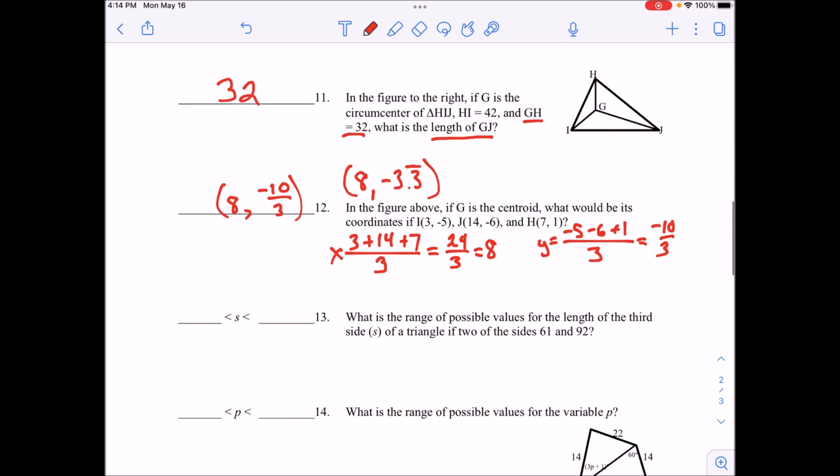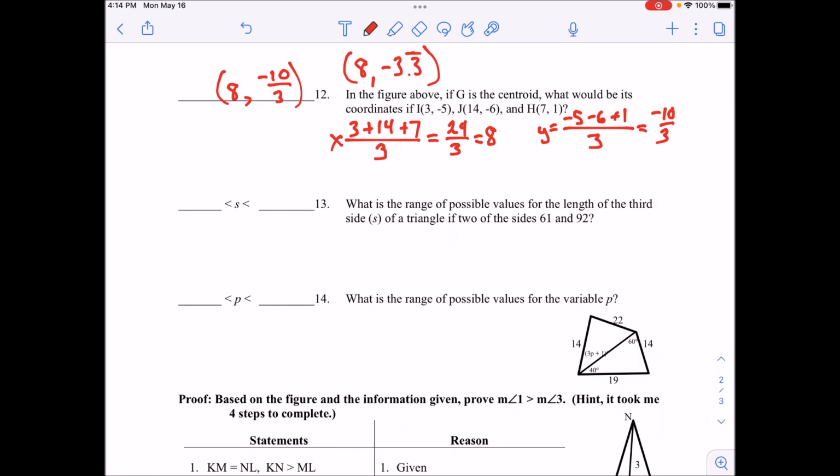Number 13. What is the range of possible values for the length of the third side of a triangle if two of the sides are 61 and 92? Well, I know the third side of a triangle has to be greater than the difference of the two sides. So if I take 92 minus 61, I know that my third side has to be greater than that amount. Well, 92 minus 61 is 31. So my side length, which I called S, has to be greater than 31.